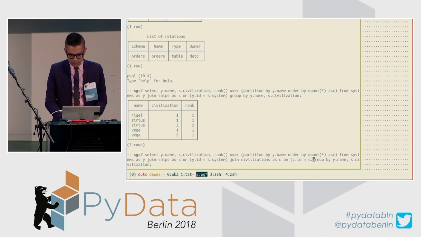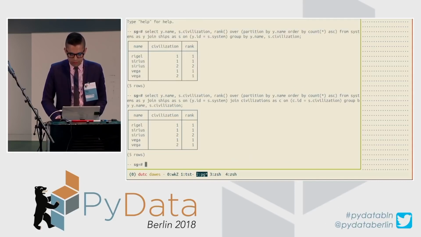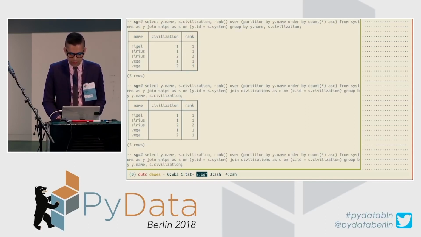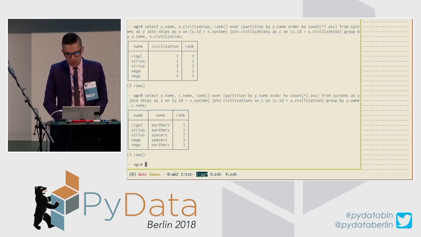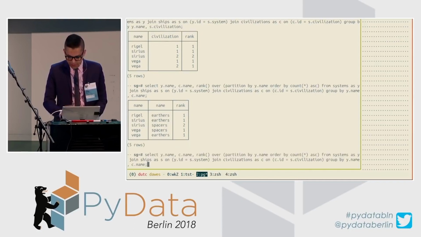S dot. There. I can make this a little bit easier to read, and I'll do this as c.name. You'll see that a query like this is actually much easier to do in a single form than you'd think. So there you can see we have some contention here, where in this particular system, two people have the same rank.